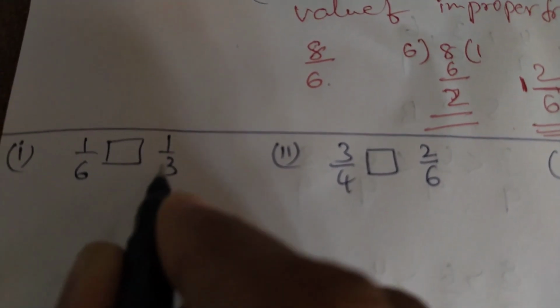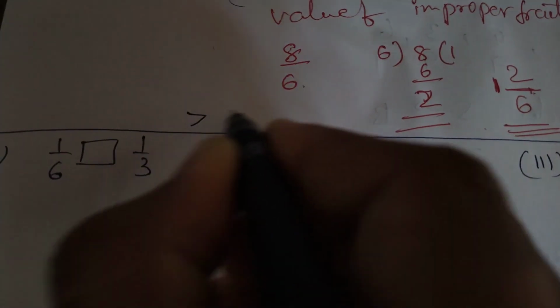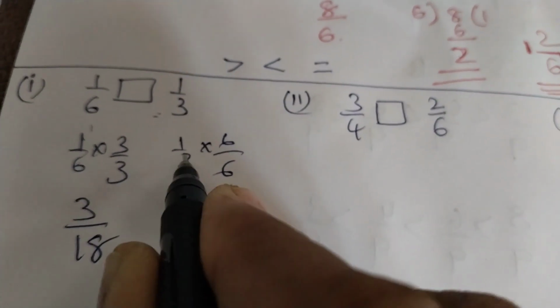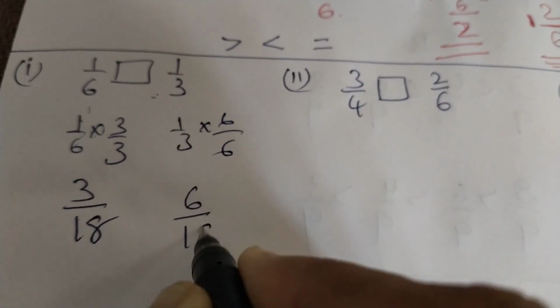So question number 1 is 1 by 6 dash 1 by 3. We have to put greater than, less than, or equal. First of all, these two are unlike fractions. We are going to convert them to like fractions. So 1 by 6 into 3 by 3, 1 by 3 into 6 by 6. 1 threes are 3, 6 threes are 18. And then 1 sixes are 6, 3 sixes are 18.